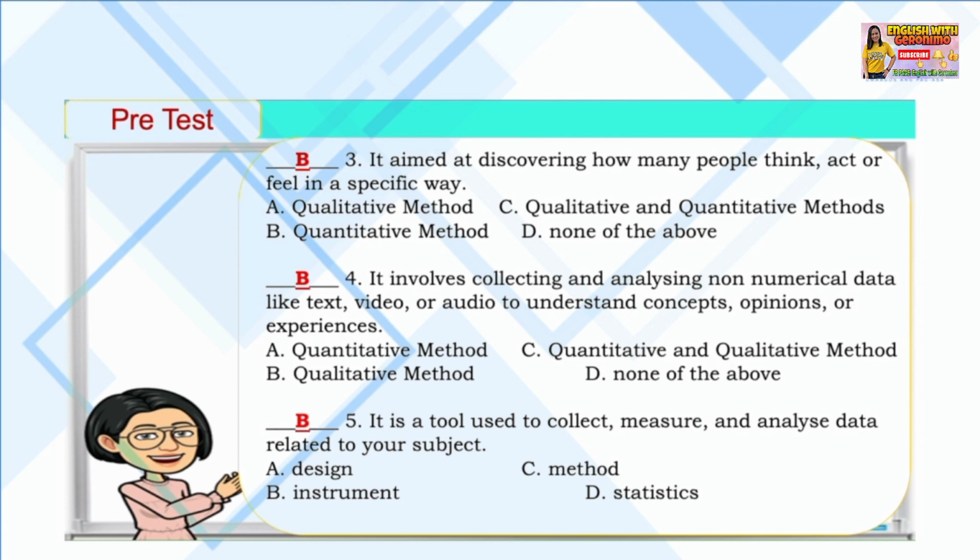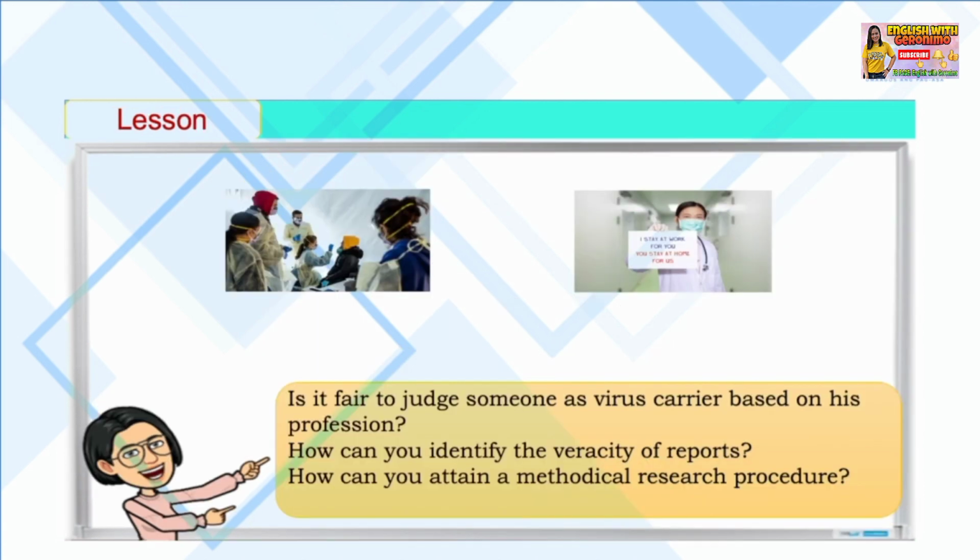Research instrument. In the previous lesson, you have learned how to write a Chapter 2 research paper, review of related literature. This time, you will be learning how to write a Chapter 3 of research paper, research procedure. Do you have any idea on the procedures to be used in gathering data on your research paper?